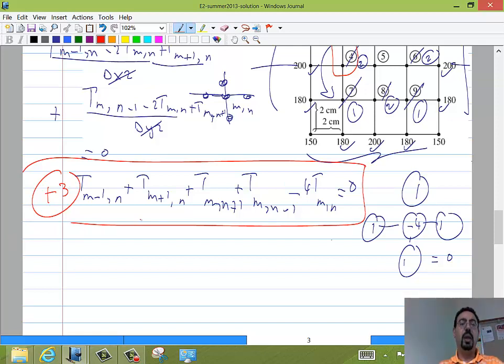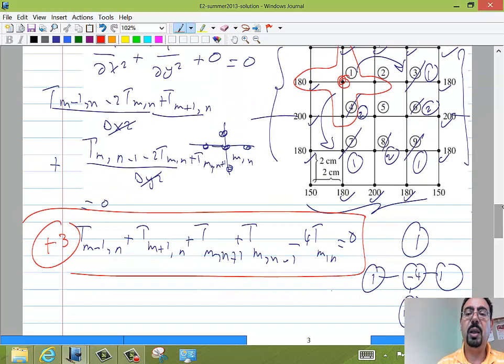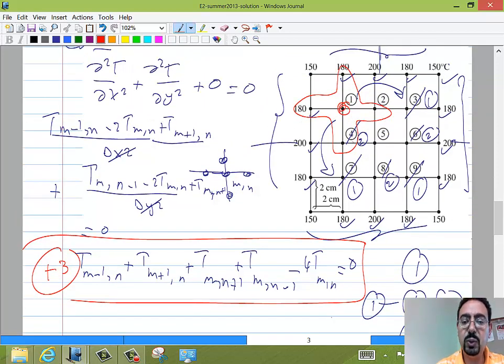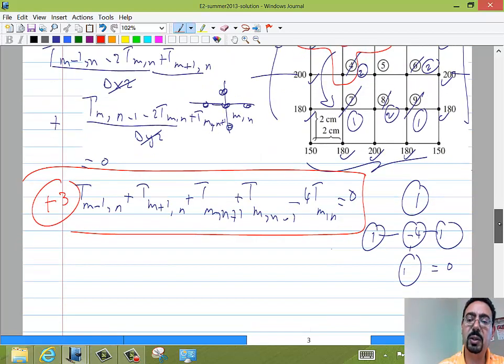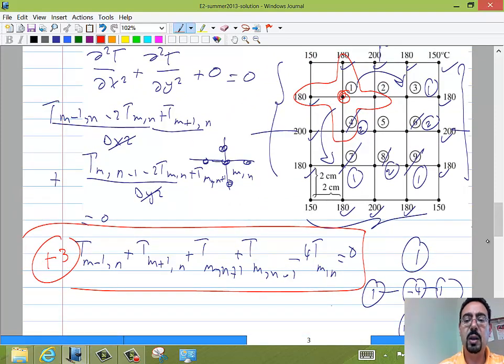Alright? Now we have to write this formula, and we will write it again 3 times, at 1 and 2 and at 5. Right? Because those are the 3 points that really matter. 1, 2, and 5.